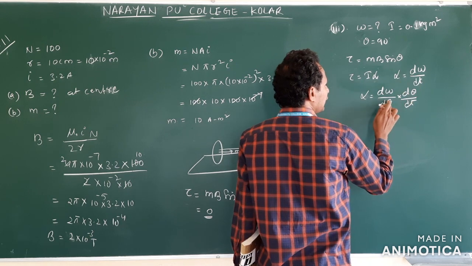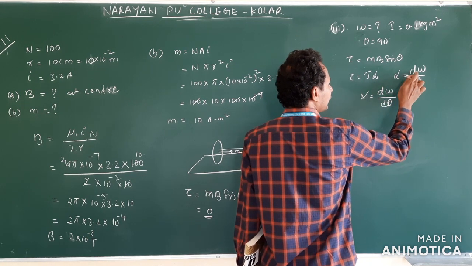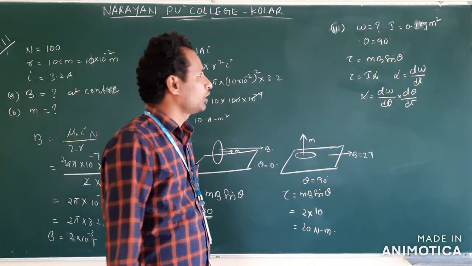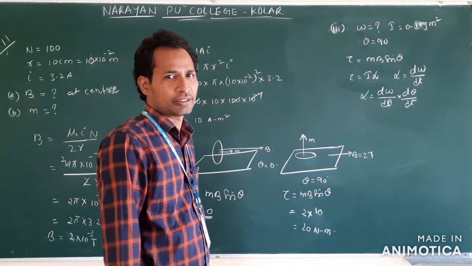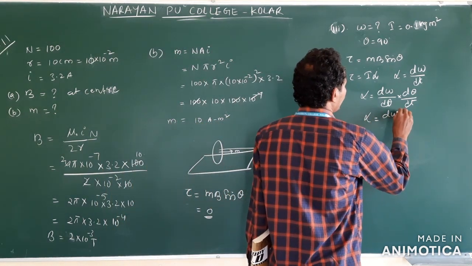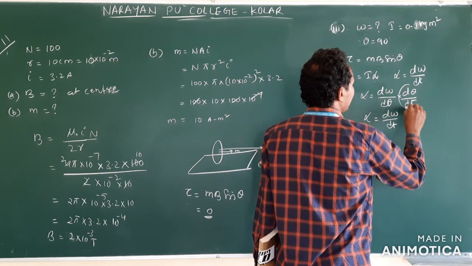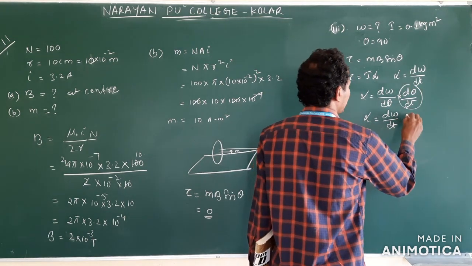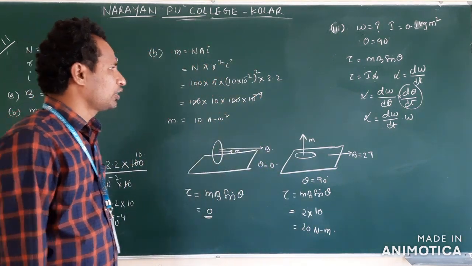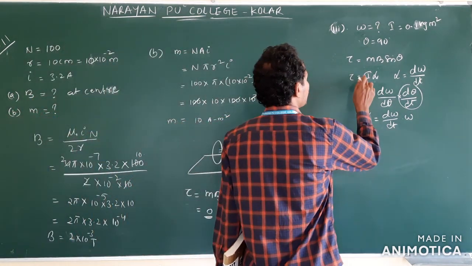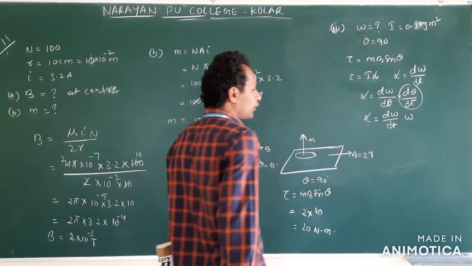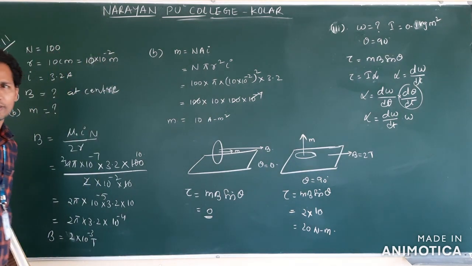Another form. See, if d theta cancels, what do we get? d omega by dt. Clear? It's not w, it is omega. Now, alpha is equal to d omega by dt. The rate of change of angular displacement is what? Angular velocity. Now, substitute this alpha here and this in this expression. Now we will get the answer.